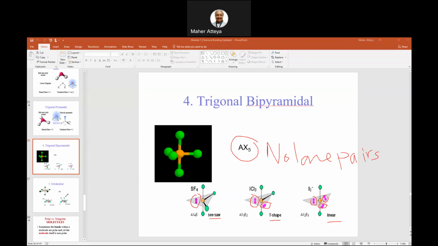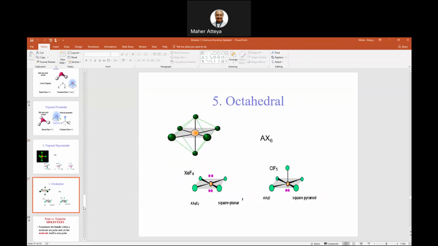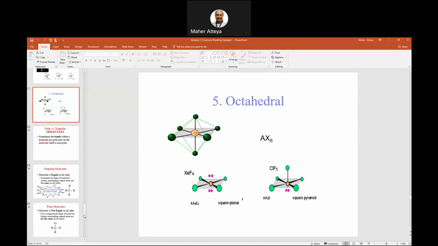Now the last thing here is octahedral. The octahedral, you have two tetrahedrals. They are sharing the same plane, the same base. Two tetrahedrals make 1 octahedral. AX6, that's the code here. There's no lone pair here. L means lone pair. There's no lone pair.